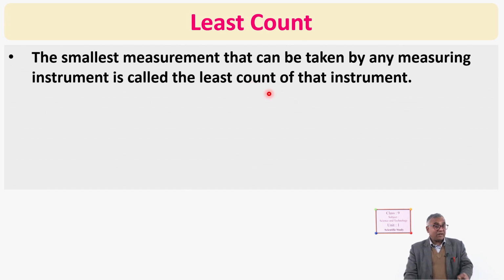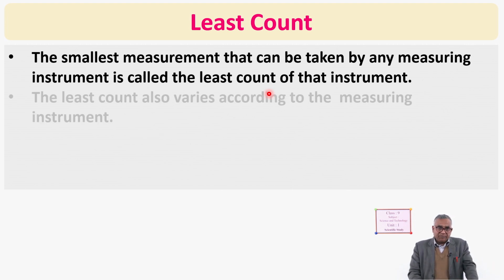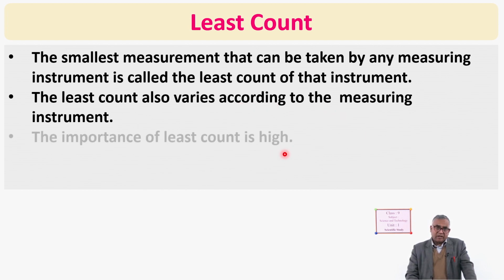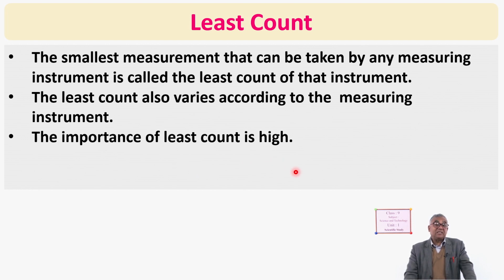So we have found that the least count of these 3 devices, measuring the same unit, the same value, electric current, was different. Yes, and here the least count also varies according to the measuring instrument. Next, the importance of least count is high, especially in scientific measurement, where least count is sometimes required.